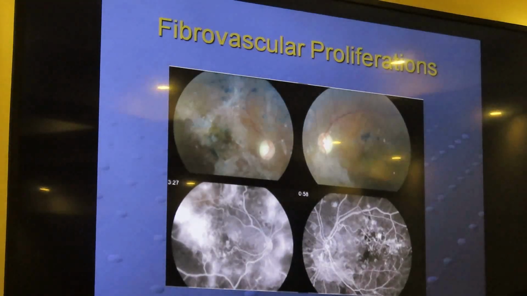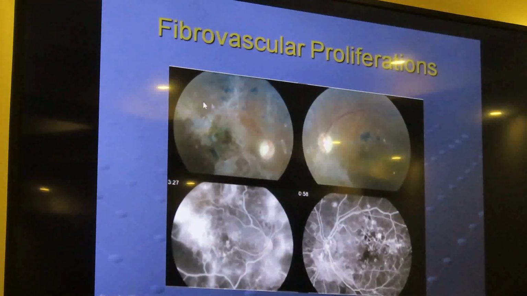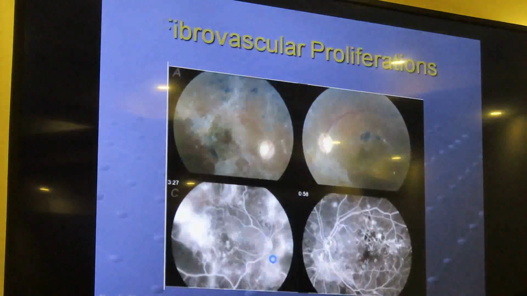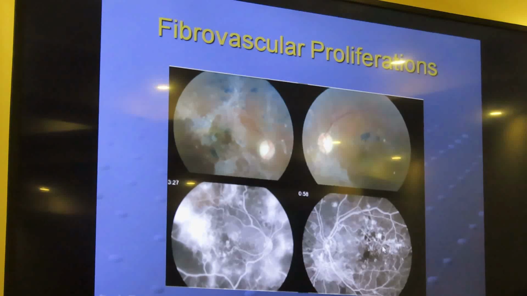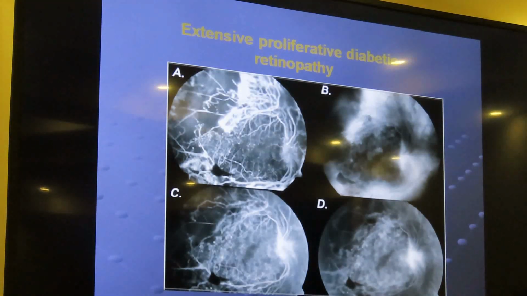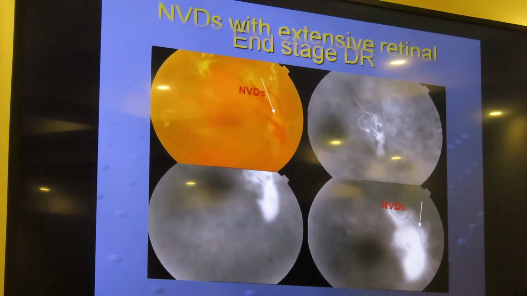This is a fibrovascular proliferation, as you see in the color photo here, with laser marks, which appear here in the fluorescein angiography. You can see this is the staining of the fibrovascular sheet. This is also extensive proliferative diabetic retinopathy, and as you see before, it's called an end-stage diabetic retinopathy.